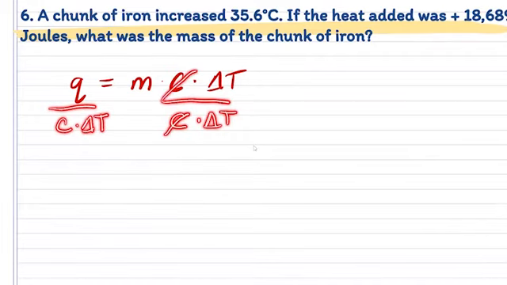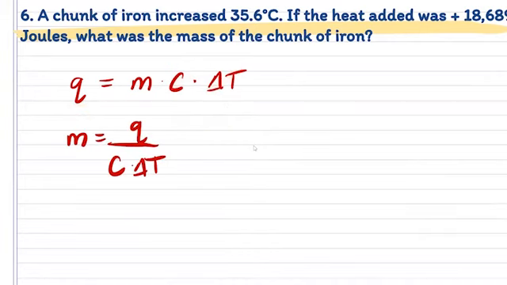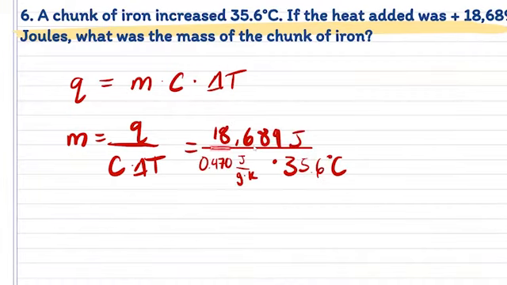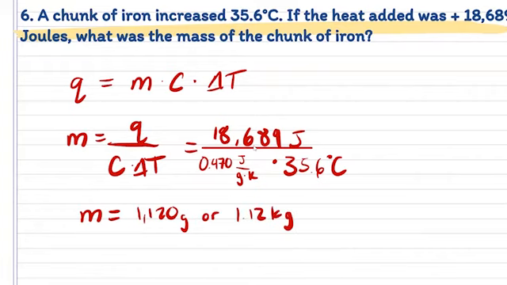It'll cancel on this side. I am left with my mass is going to be equal to heat added divided by the specific heat times that change in temperature. Plugging the numbers in, we know our heat is 18,689 joules. Table lets me know my specific heat, and our change in temperature is 35.6 degrees Celsius. Plugging those numbers into my calculator, I get a mass of 1,120 grams, or we can change it to kilograms and keep it as 1.12 kilograms.